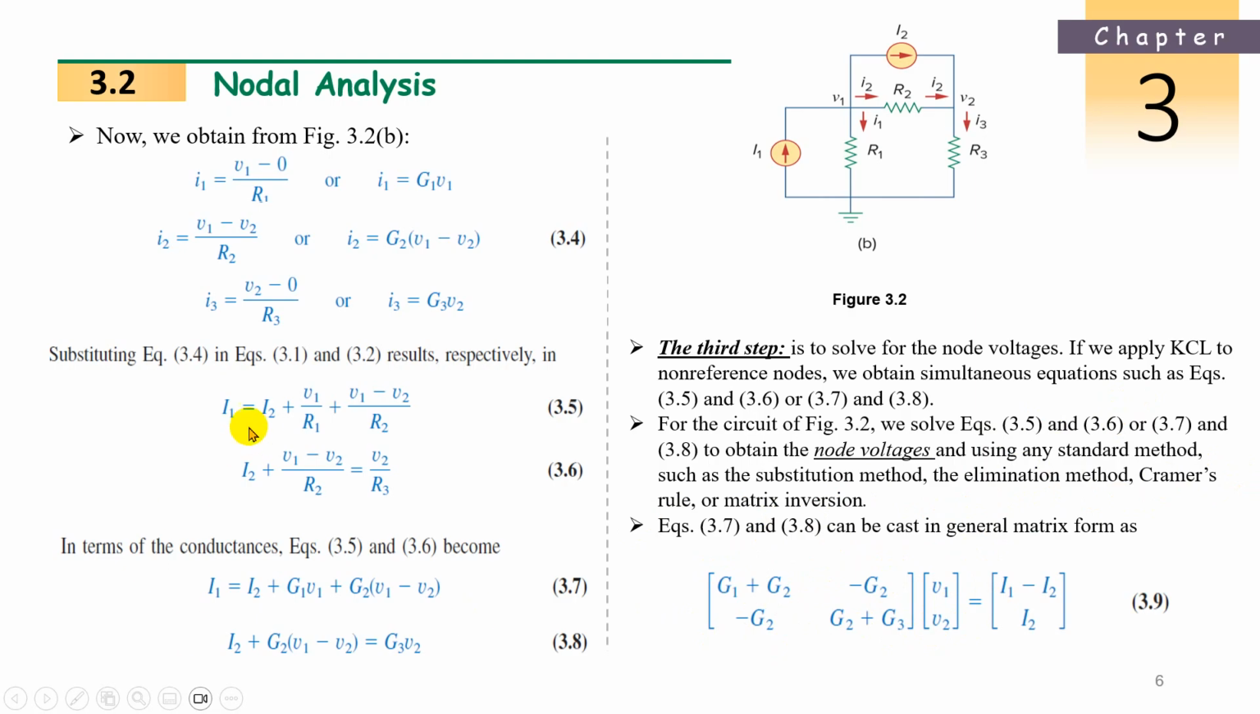How are we arranging? We just rearrange this in terms of V1 and V2. If we rearrange in terms of conductance, it becomes G1 plus G2 times V1 minus G2 times V2, which is equal to I1 minus I2. Next, another equation is minus G2 times V1 plus G2 plus G3 times V2 is equal to I2. Like this, we have to arrange. We'll see in the example, and we will understand easily.